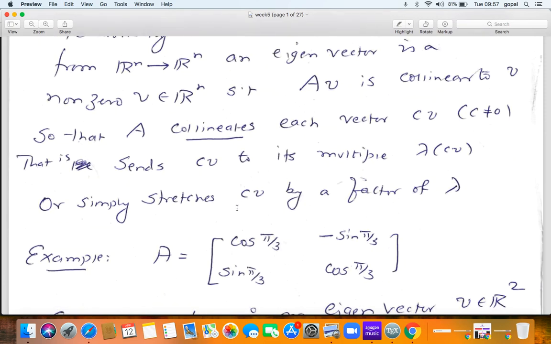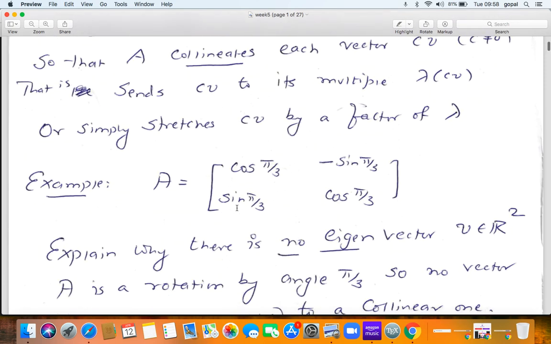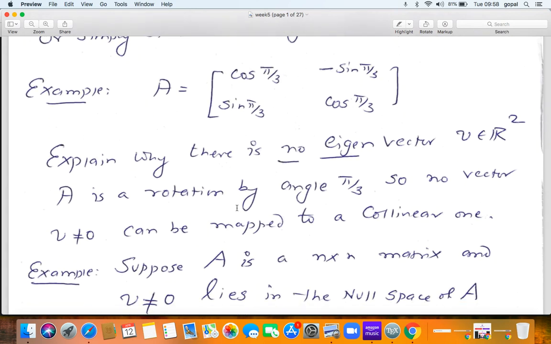Now let us keep this in mind and understand geometrically the eigenvalues and eigenvectors of this matrix A: cos pi by 3, minus sin pi by 3, sin pi by 3, cos pi by 3. Explain why there is no eigenvector in R2. Well, geometrically, what is A? A is a rotation through angle pi by 3. That is, it is a rotation of the plane by angle pi by 3.